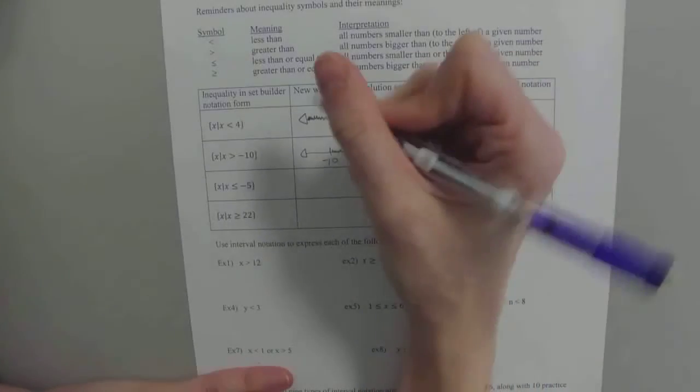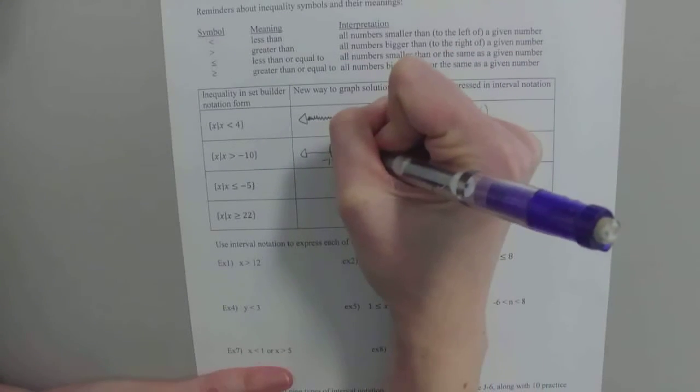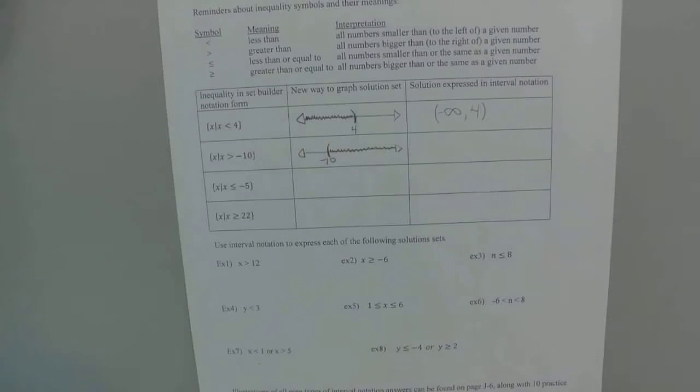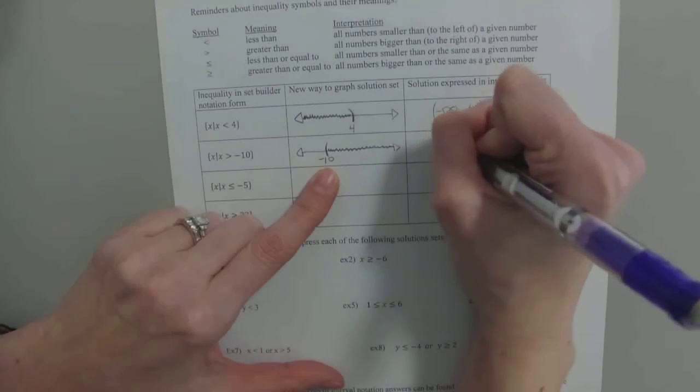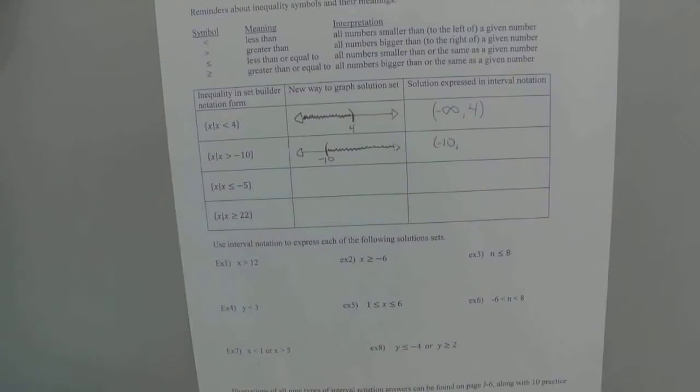Is negative 10 included, though? No, because it's strictly greater than negative 10, so we're going to do an open parenthesis towards, again, the shading. Is that all right? So again, interval notation, lower bound to upper bound. What's the lowest number that we're dealing with? Negative 10, right? Yep, negative 10. So we're going to negative 10.